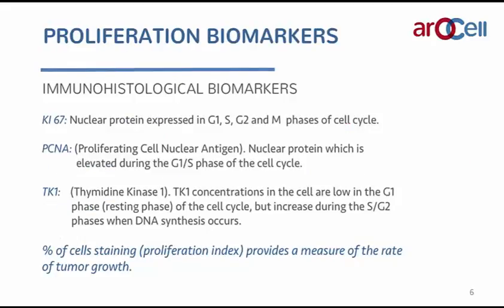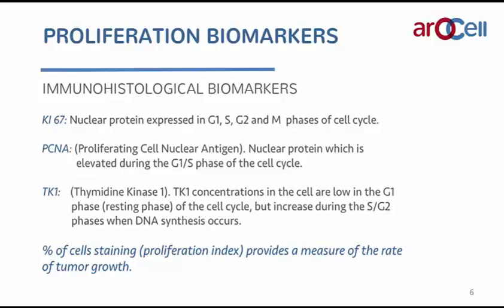So if we return to what the current proliferation biomarkers are, well, they are so-called immunohistological biomarkers. They are measured in tissues with microscopy. And the ones that are available are called Ki67, another one called PCNA, and thirdly one called TK1. And those are all specific to cells that are in the so-called S phase, that is the synthesis phase, when new DNA is made and when the cells are preparing to divide.